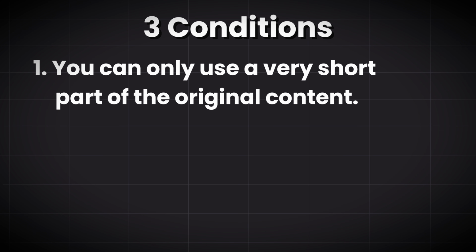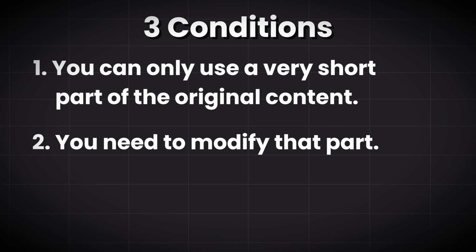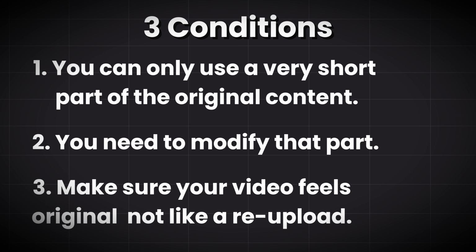First, only use a very short part. Again, just 1 or 2 seconds. Second, you need to modify that part. That could mean removing the audio, adding filters, overlays, text, or zoom effects, something that clearly transforms the clip. And third, make sure your video feels original, not like a re-upload or remake of the source.